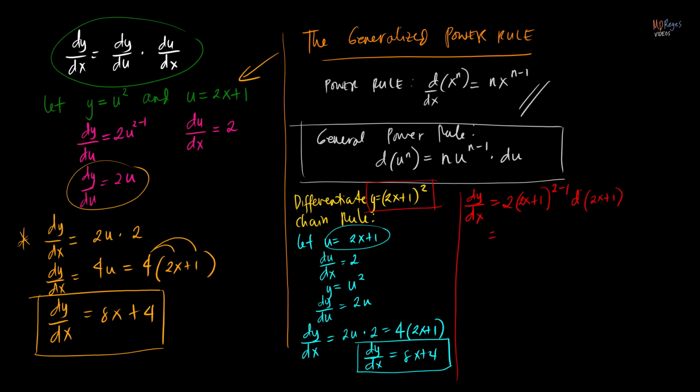Simplifying, we get 2 times 2x plus 1 raised to 1, since the exponent is 2 minus 1. The derivative of 2x plus 1 with respect to x is equal to 2: the derivative of 2x is 2, the derivative of 1 is 0. Multiplying 2 and 2, we get 4 times 2x plus 1. Distributing 4 inside the parentheses, we get 8x plus 4. This is dy over dx. So it's the same thing using the chain rule and the generalized power rule, since the general power rule is also obtained from the chain rule.